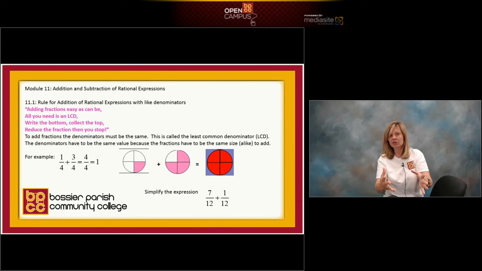So a little song: adding fractions, easy as can be. All you need is an LCD. Write the bottom, collect the top, reduce the fraction, then you stop. That's your procedure.